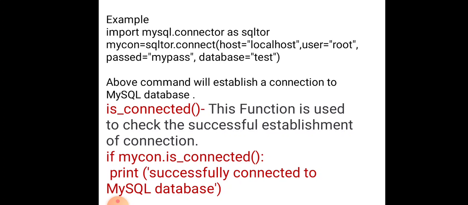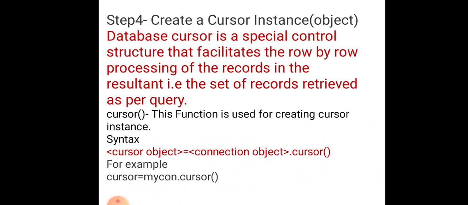You can also check for successful connection by using the function is_connected, and this function is used to check the successful establishment of connection. The way to use the is_connected function is, if mycon is the connection object, mycon.is_connected. Now if it returns true, it means connection is established, and if it returns false, then it means connection is not successful.